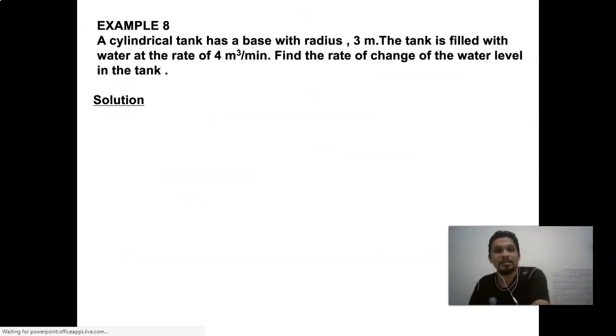A cylindrical tank has a base of radius 3 meter. The tank is filled with water at a rate of 4 meter cubed per minute. Find the rate of change of water level in the tank. Cylindrical tank.